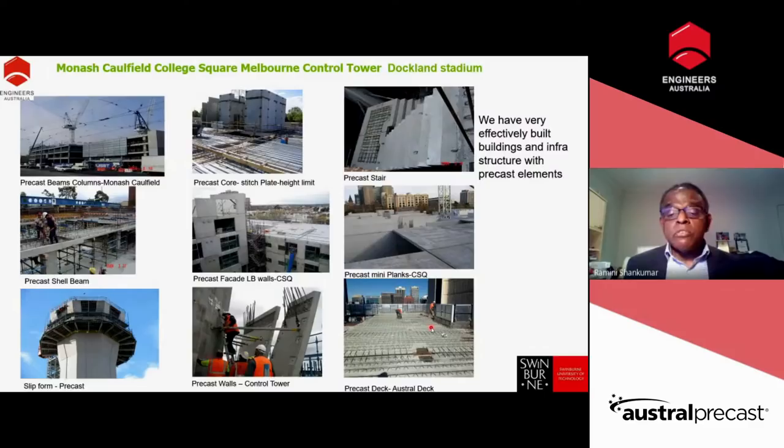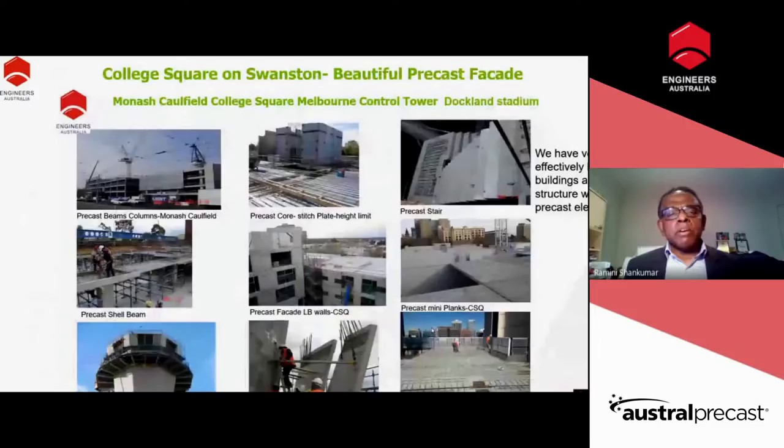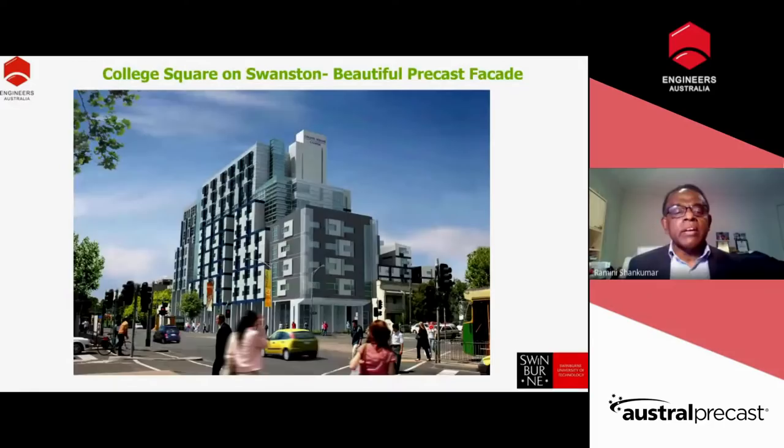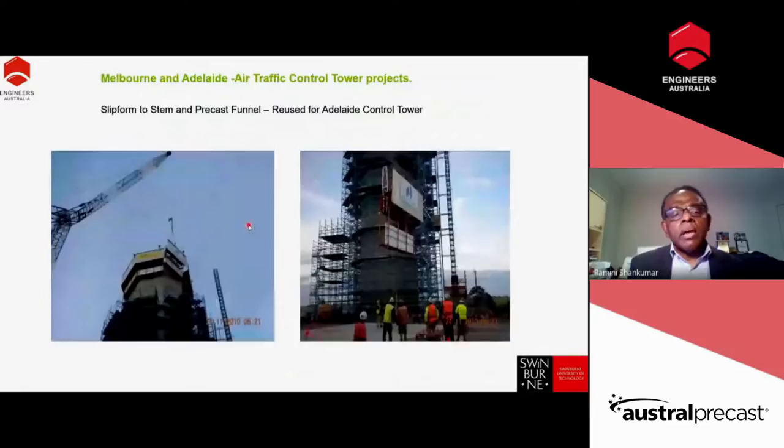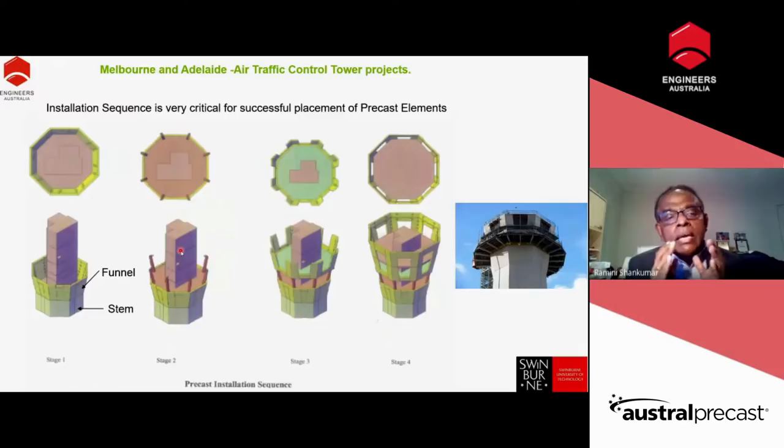And this building is my favorite building. It's College Grove on Swanson. It's a beautiful precast facade. With the precast facade, all these precast elements are facade elements, but very cleverly, we have used them as load-bearing elements. And with this slip form structure, the insulation system is very critical for successful placement of precast elements. That is very critical. We must explain to the construction crew how we are placing it as engineers.